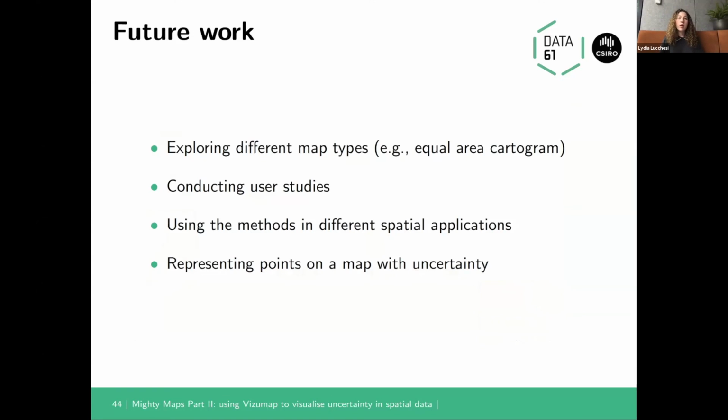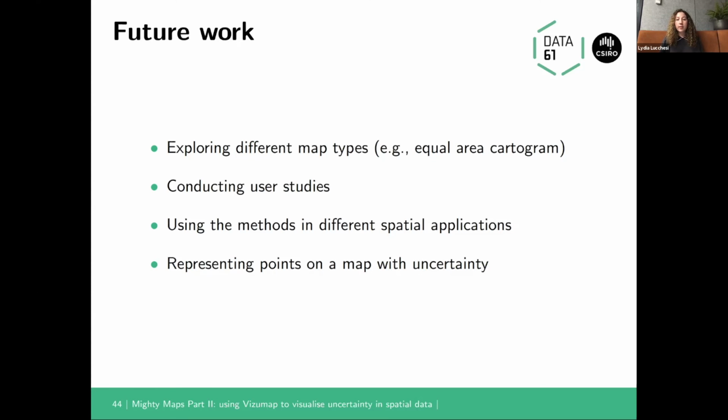Okay, future work. One thing we're interested in doing is exploring different map types, so maybe plotting these methods on, say, an equal area cartogram. Another thing that I think is really important would be conducting user studies, so running experiments to see if these methods are effective and to better understand how people are interpreting uncertainty on the map.